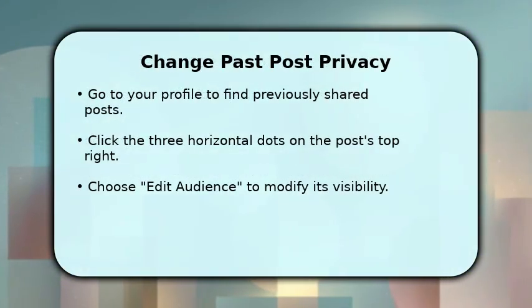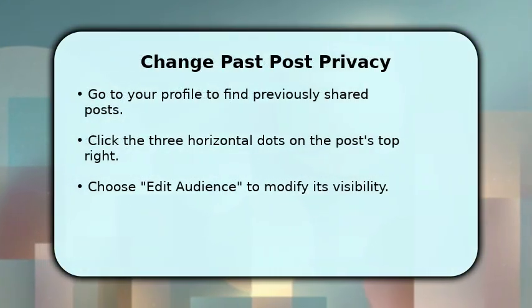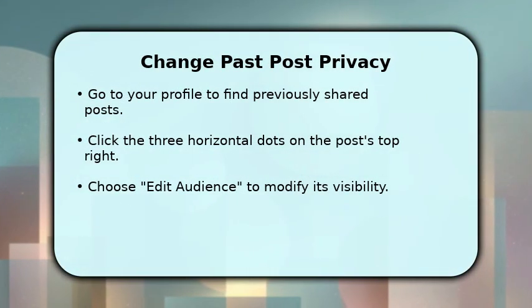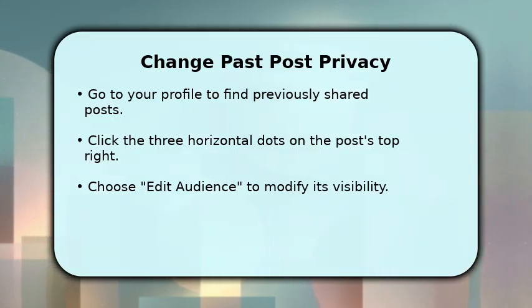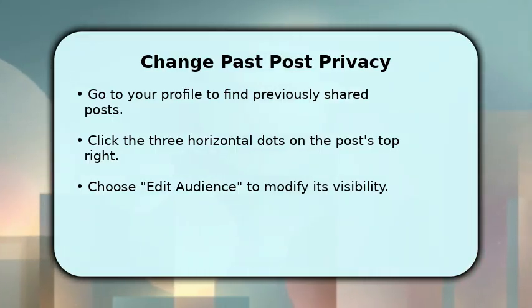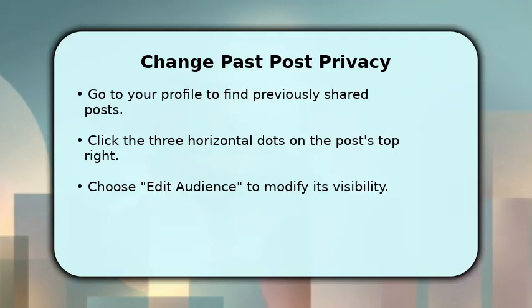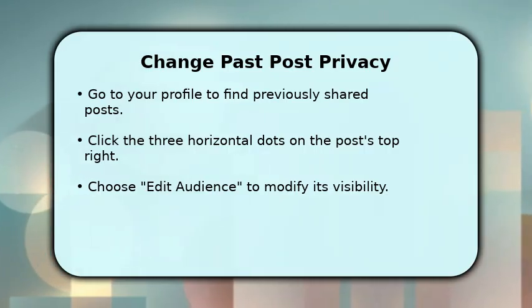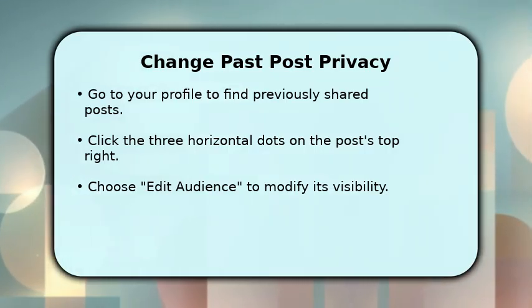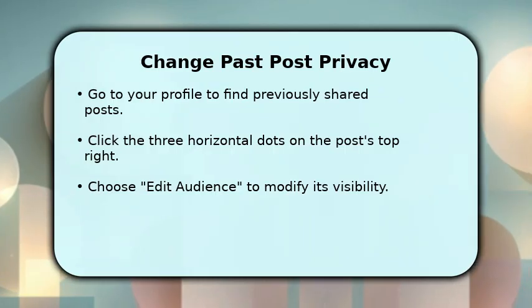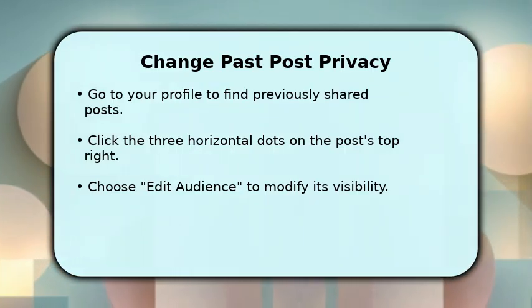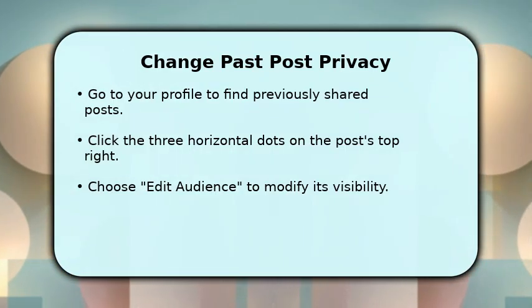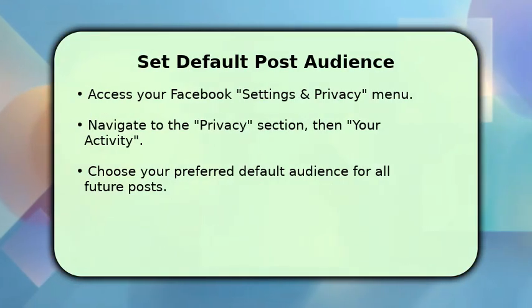You can also adjust the privacy of posts you've already shared. Navigate to your profile and scroll to find the post you wish to change. On the top right corner of that post, you'll see 3 small dots. Click these dots and a menu will appear. From there, select Edit Audience to change who can see that specific piece of content, allowing you to switch it to Public if desired. To save time, you can set a default audience for all your future posts.